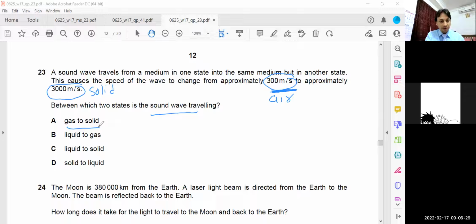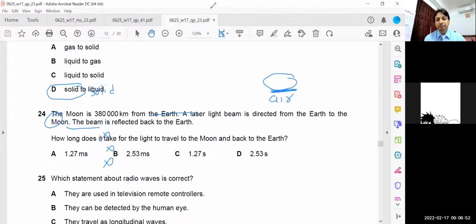Gas to solid. Liquid to gas is not, liquid to solid is not, because in a liquid also the speed will be around 1000, 1500. So solid to liquid is wrong. A is the answer for this question, children. Yes, your answer is correct. A.